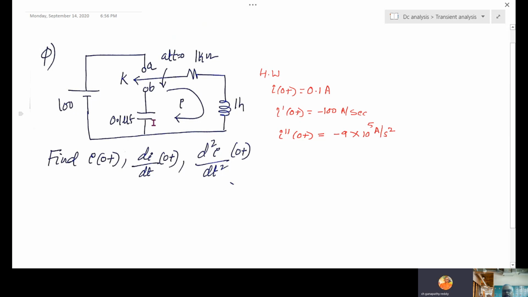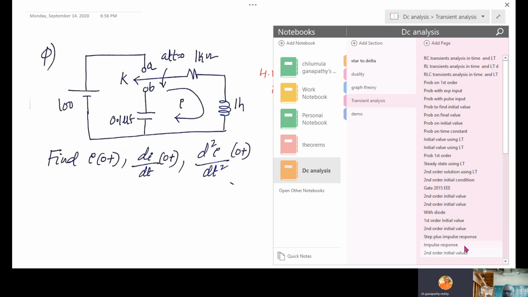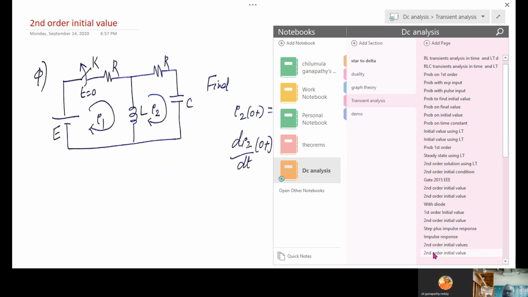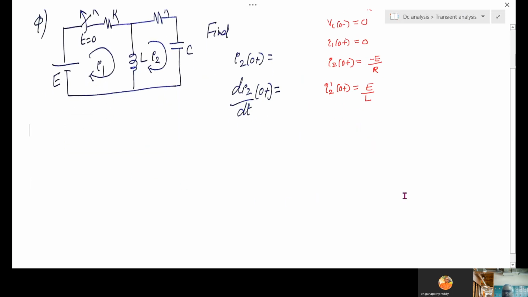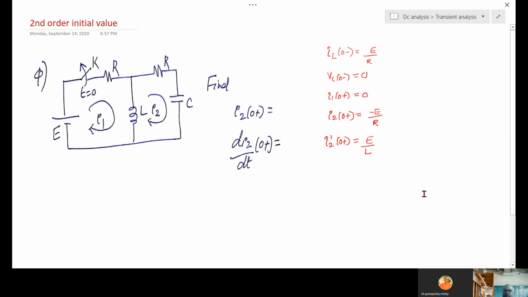Similar problem solved earlier. Find i(0+), i'(0+), i''(0+). Write a mesh equation and differentiate again and again. Solve this. Answers are given, you can work them out yourself. This is a little bit lengthy.